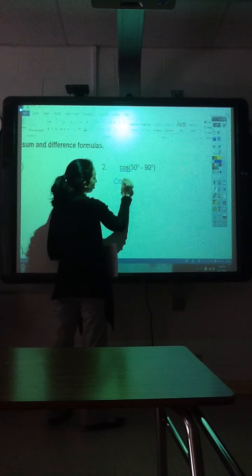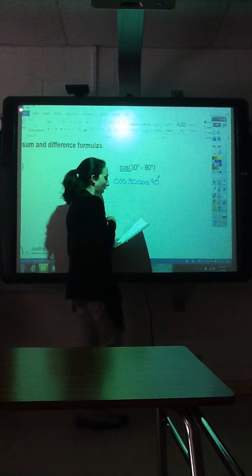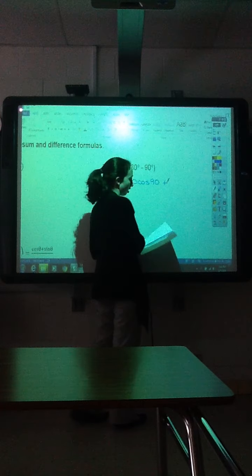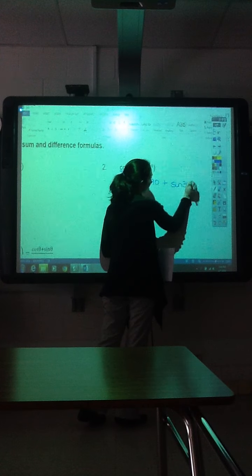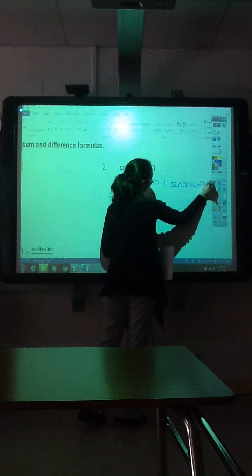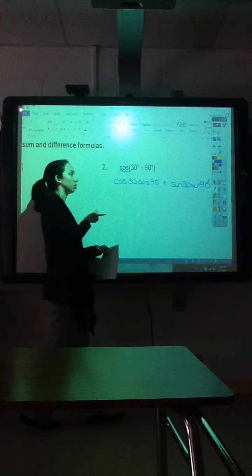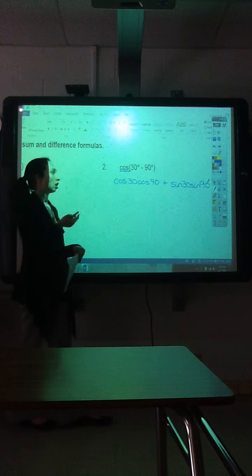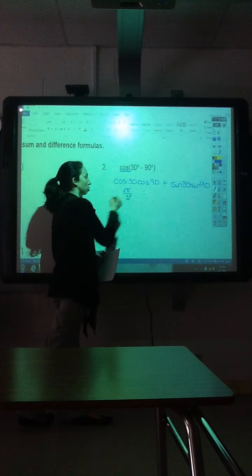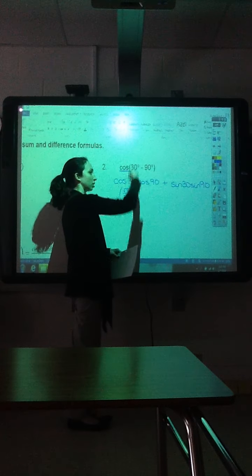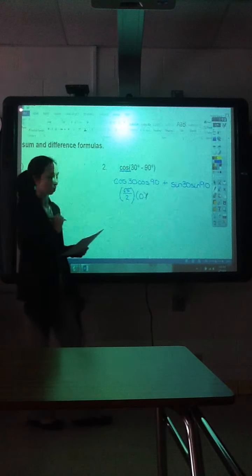So we rewrite this as the cosine of 30 times the cosine of 90. And then we're going to add the sine of 30 with the sine of 90. So, with that being said, the cosine of 30, again, you are using your 30, 60, 90 triangle for this. Cosine is adjacent, which adjacent to 30 is root 3. And the hypotenuse is 2. The cosine at 90, that's going straight up, the cosine should be 0. So my entire first term is going to be gone.